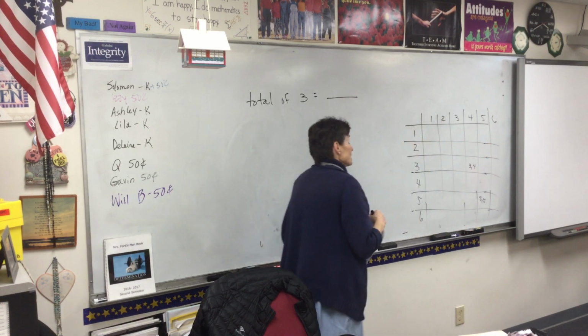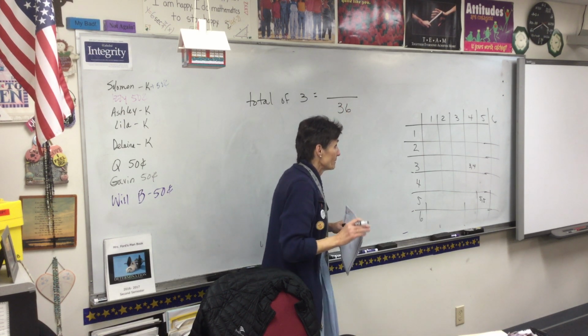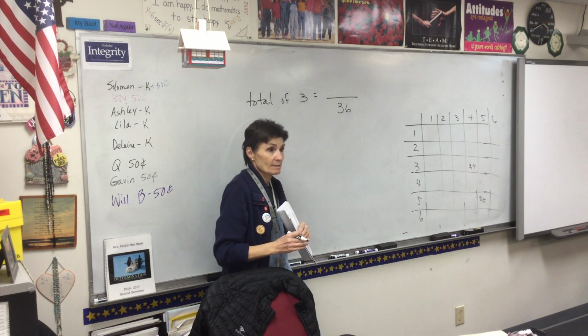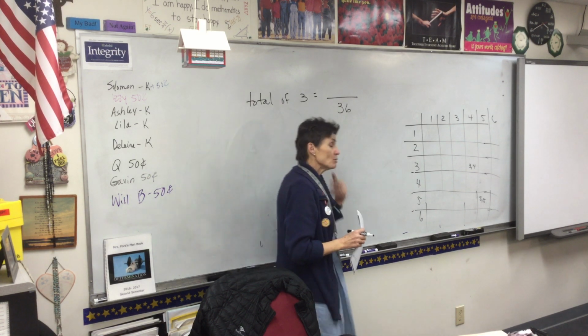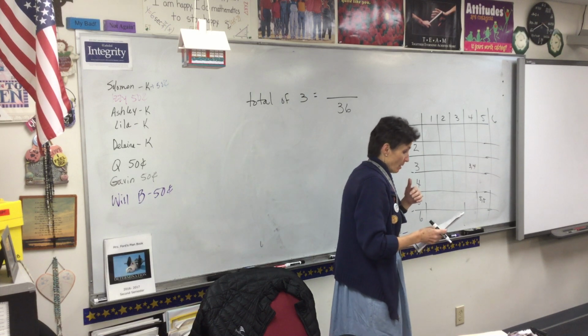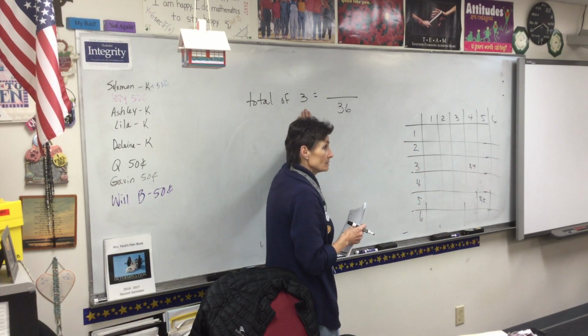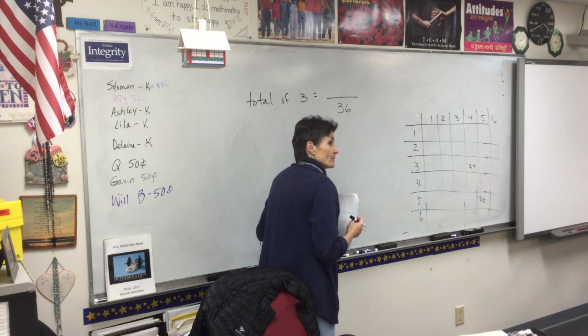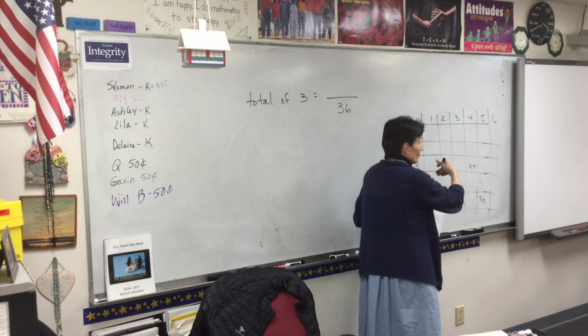So what does that mean about my probability problem? It means my denominator is going to be 36. Now, what's my numerator going to be? All of the ways that we can actually get a 3. Okay, so think about it. Or use the chart since I've drawn this much of it. How could we get a 3?